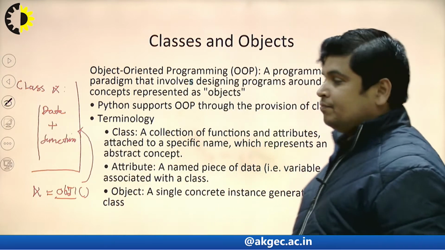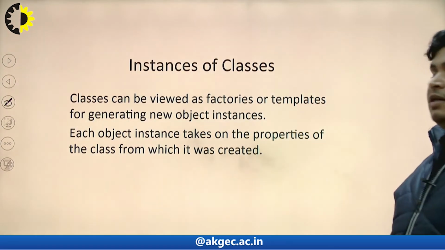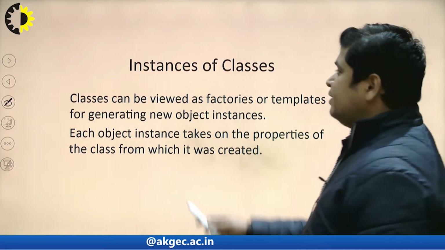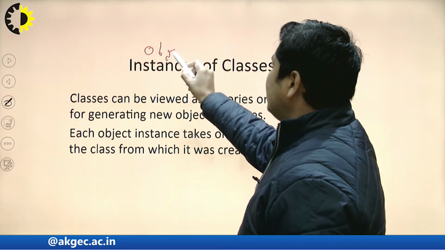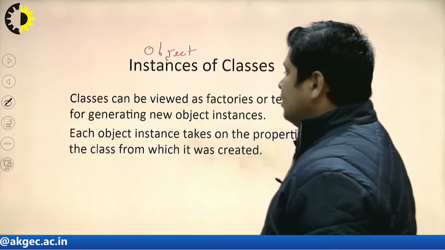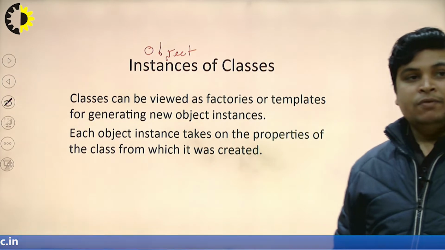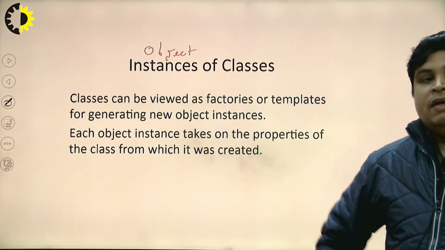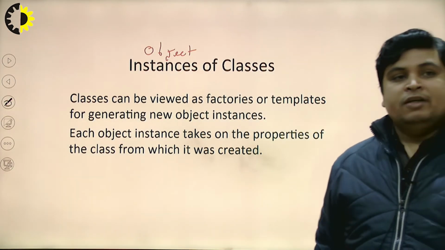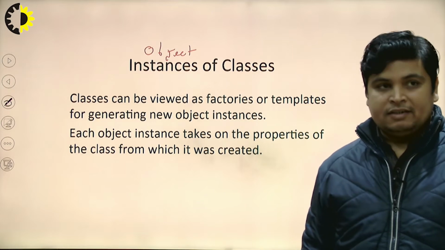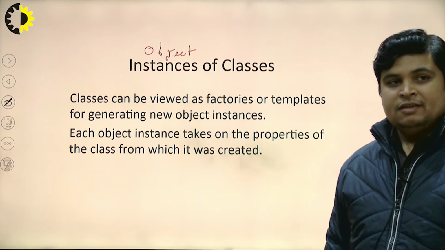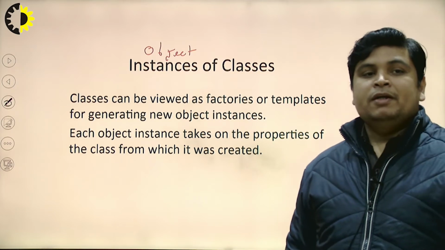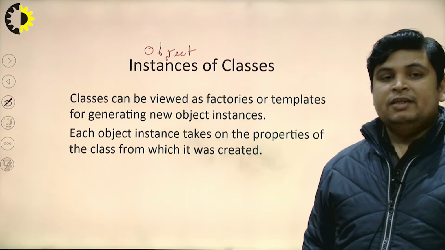Now an instance of a class, we can say instance means object of a class. Both are the same terminology. The class can be viewed as factories or templates for generating new object instances. Each object instance takes on the properties of the class from which it was created.